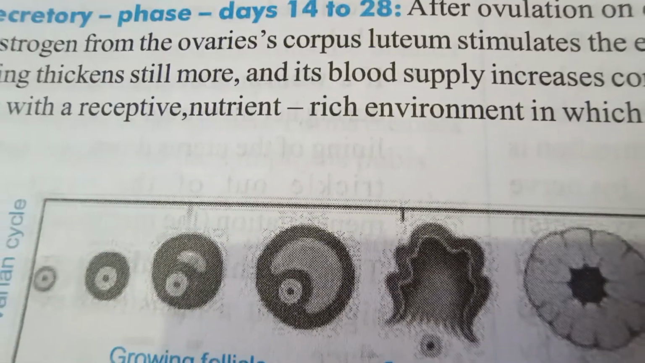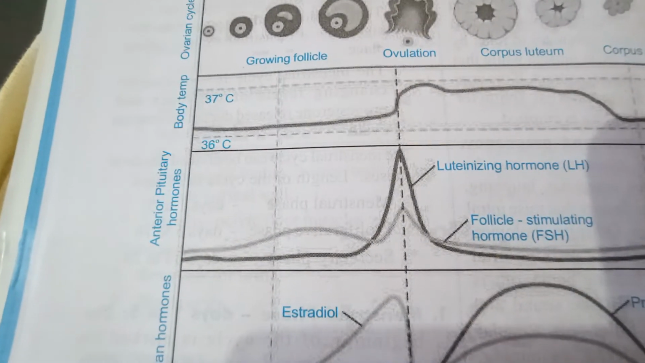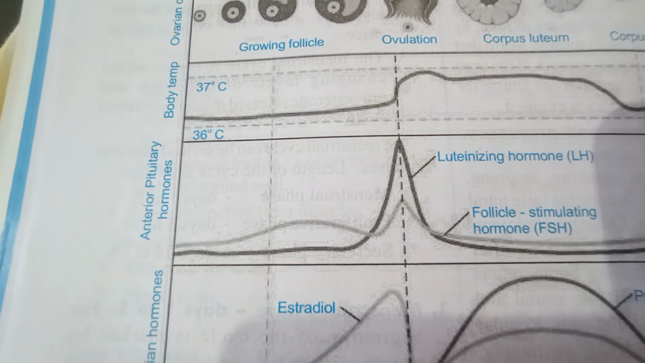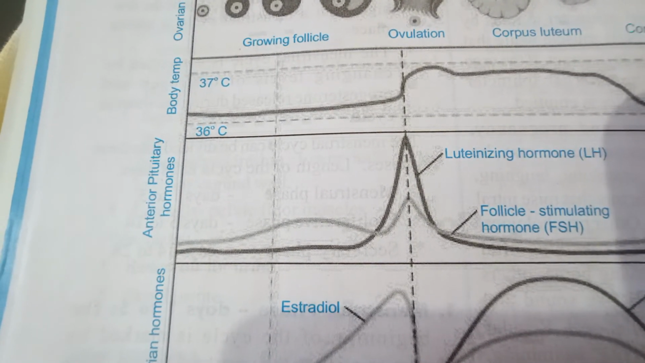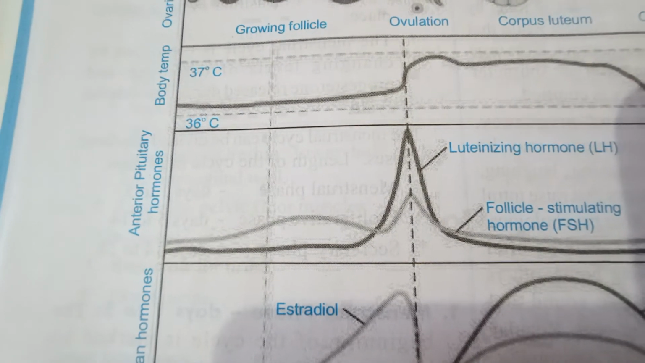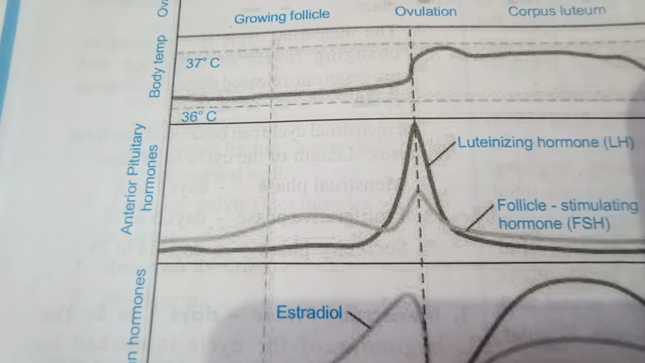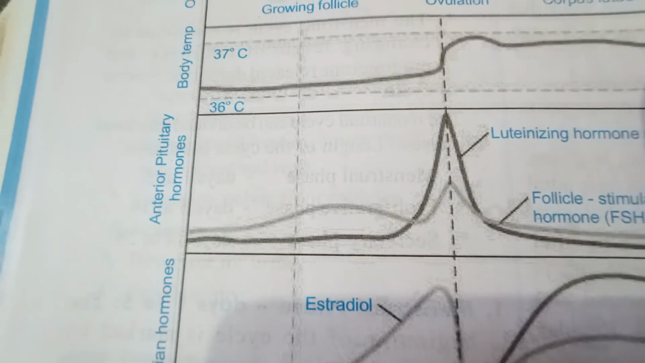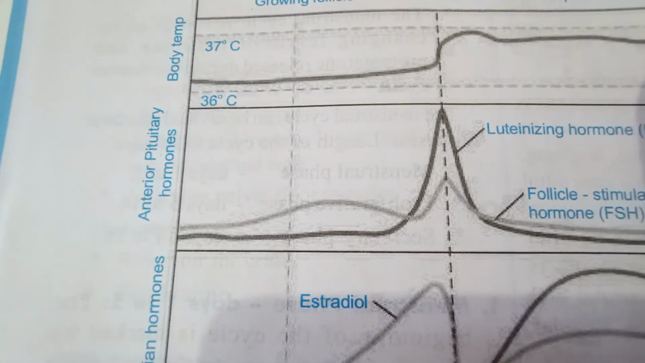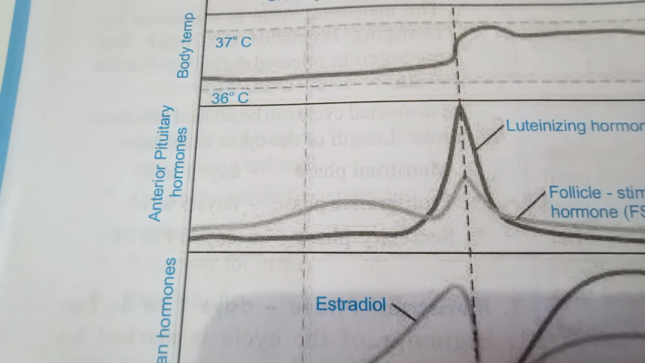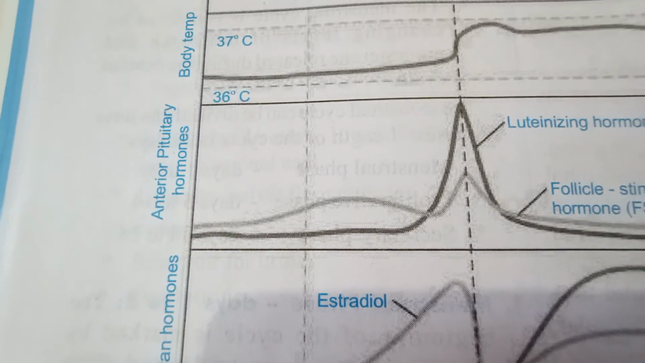The third and last phase is the secretory phase. This lasts from the 14th day of menstruation, that is 14 to 28 days. After ovulation on the 14th day, the release of estrogen and progesterone from the ovaries, that is the corpus luteum, stimulates the endometrium. Because of the stimulation of the corpus luteum, the endometrium develops further, becoming thickened for the next menstrual cycle.